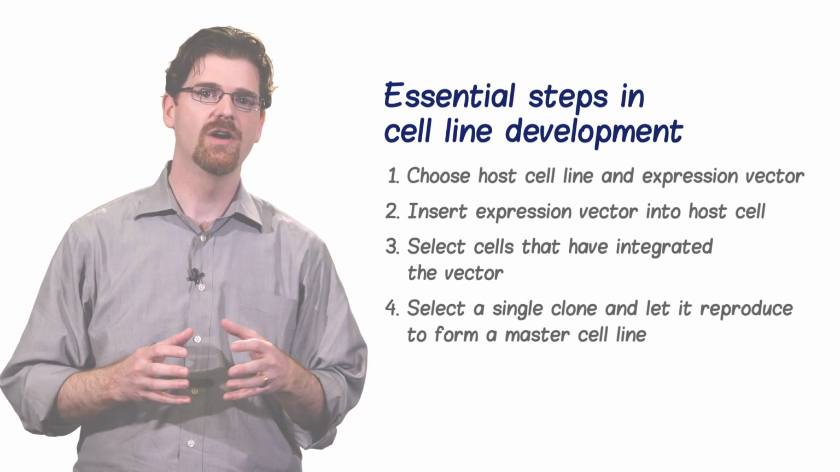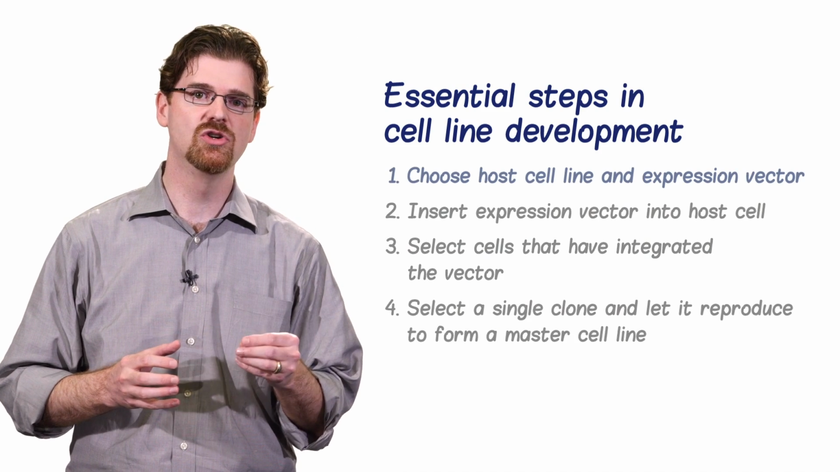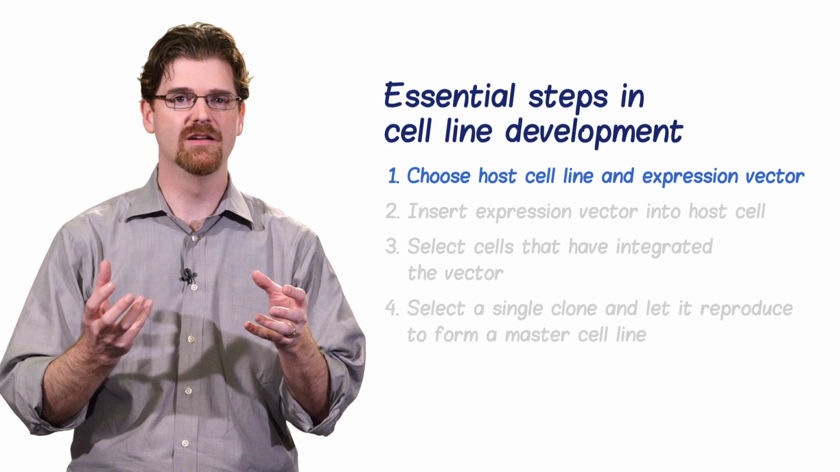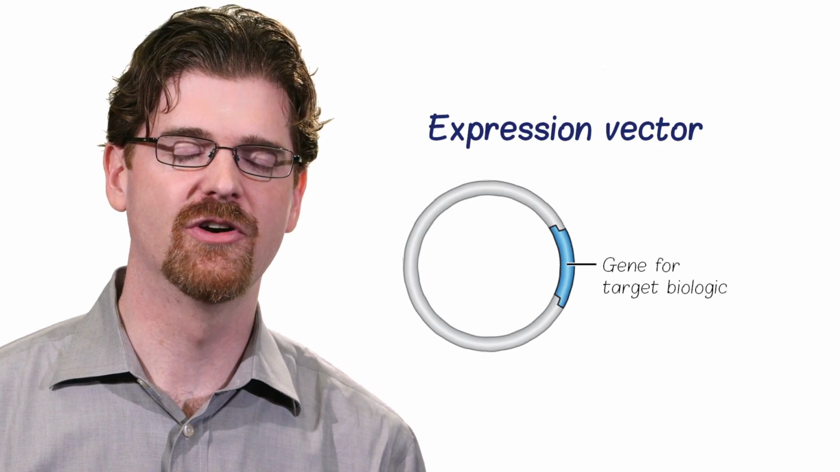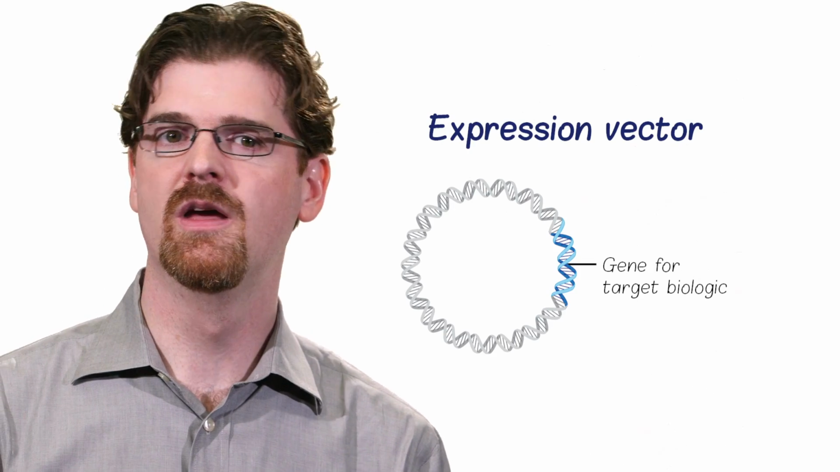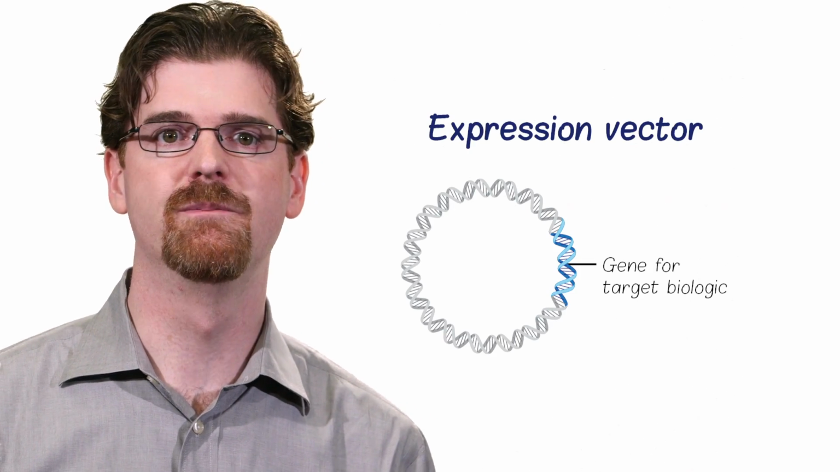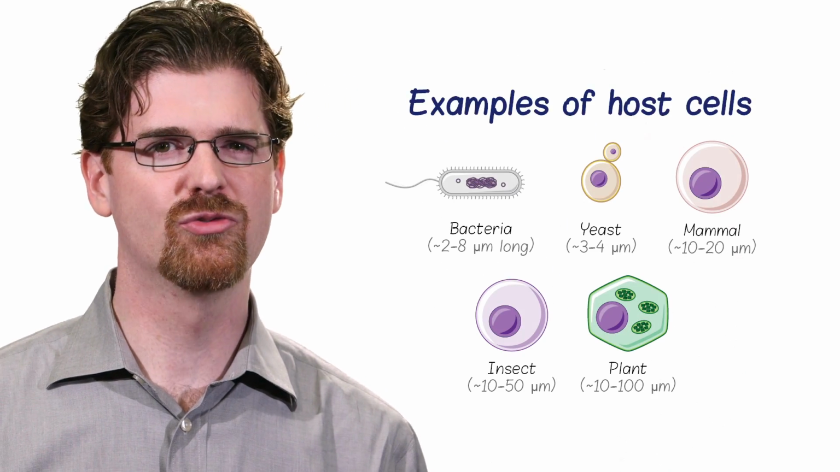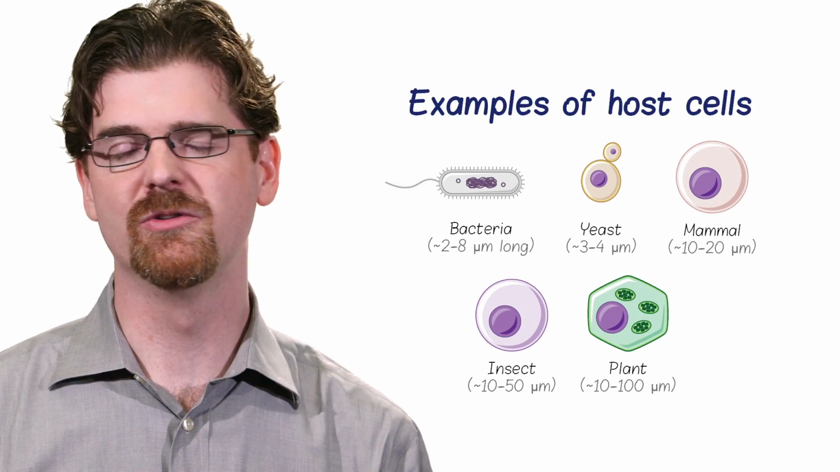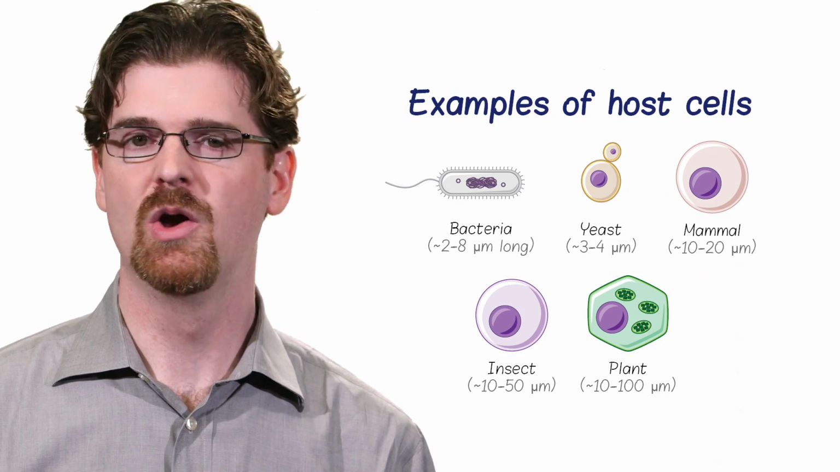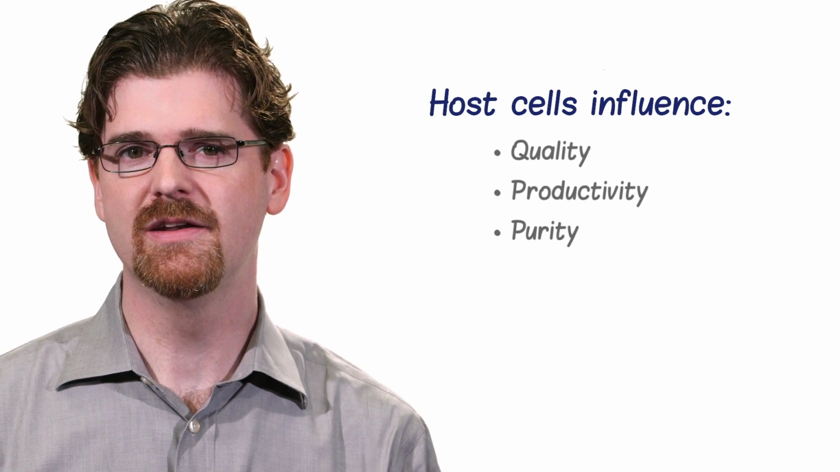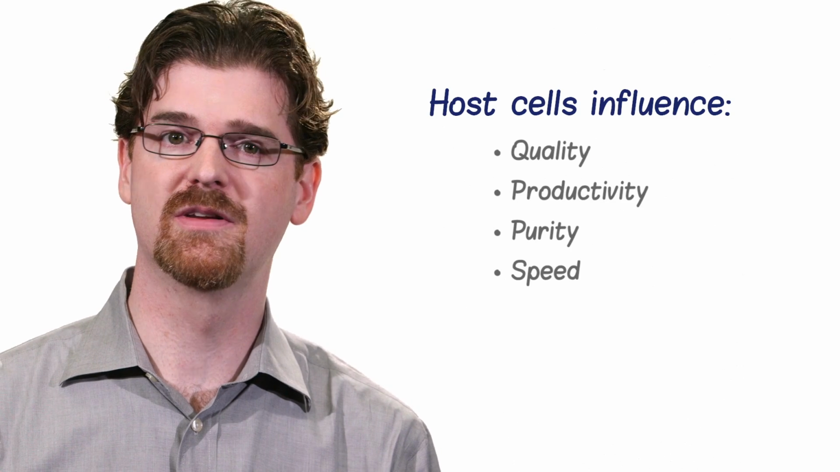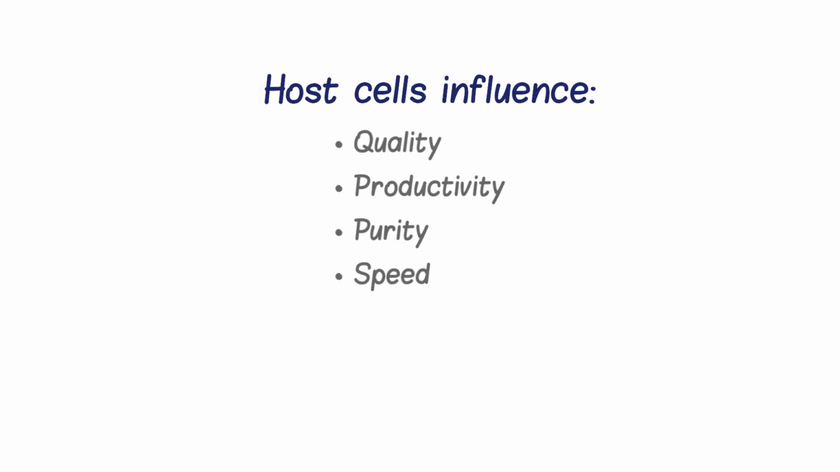The first step in generating a cell line for protein expression is to choose both the host cell line and an expression vector. An expression vector is just an engineered DNA construct used to put a foreign gene, such as our target biologic, into the cell. Choosing a host is extremely important because it'll affect almost every aspect of production. Whether we end up with a quality product, how that product is produced and purified, how quickly a production process can be developed, and of course, how much our manufacturing process will cost.